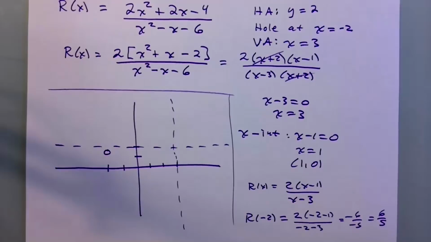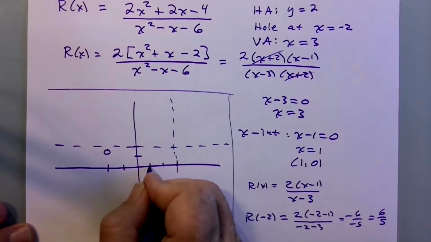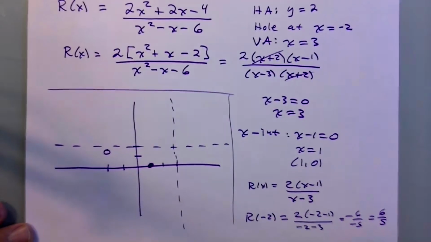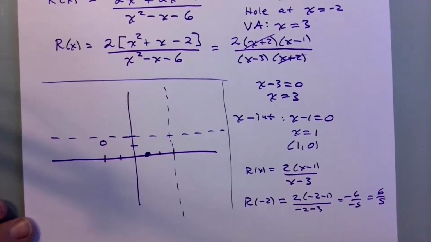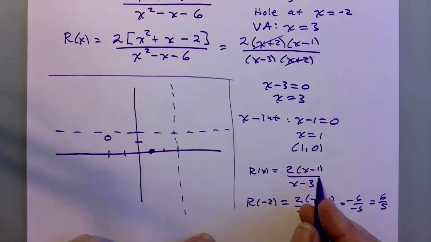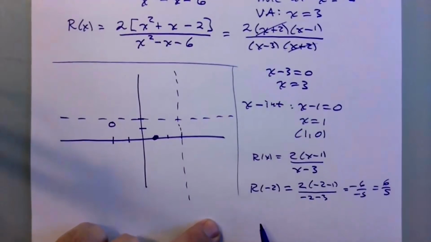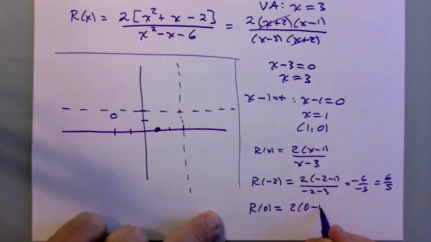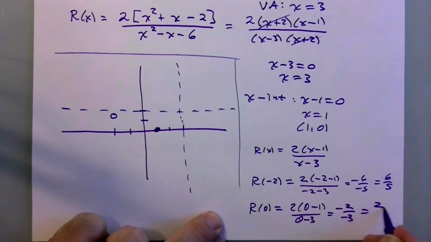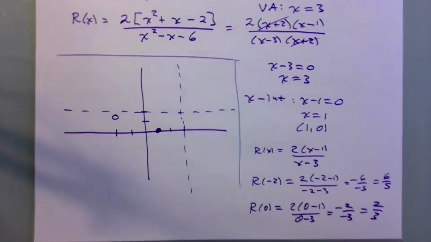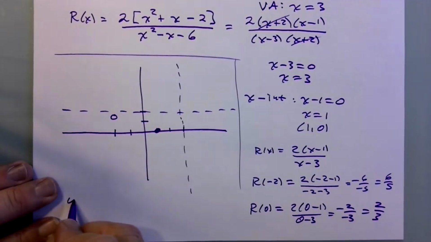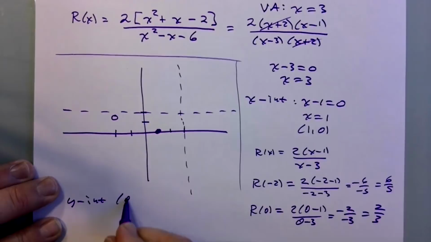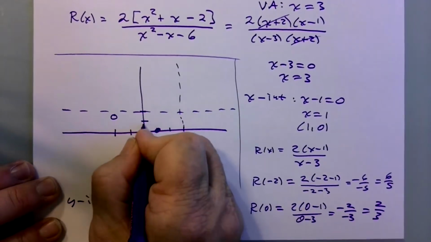Where is our x-intercept? Our x-intercept is at 1, 0. How about our y-intercept? Let's find out what r of 0 would be. Here's our r of x, 2 times x minus 1 over x minus 3. So r of 0 is 2 times 0 minus 1 over 0 minus 3, negative 2 over negative 3, 2/3. So the y-intercept is 0, 2/3, which is here.